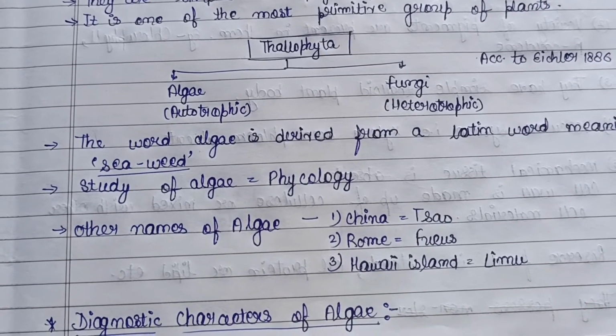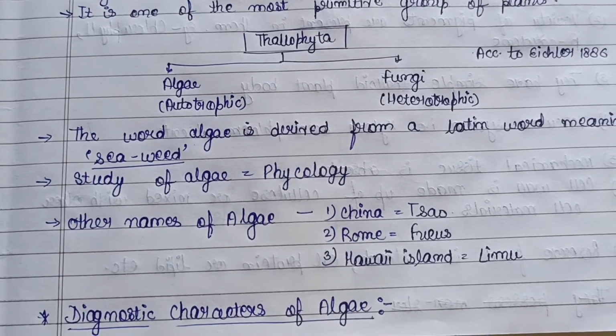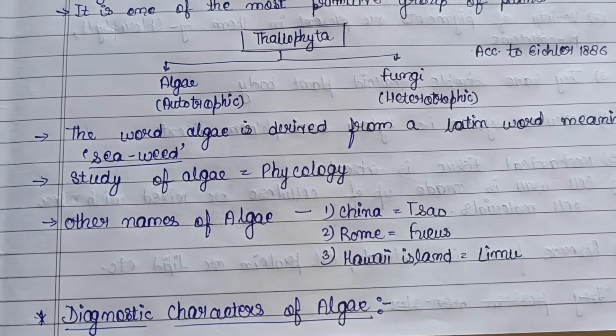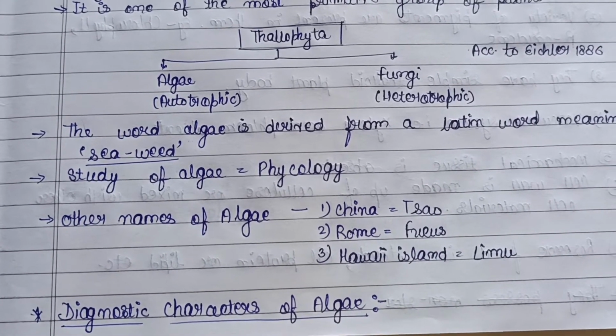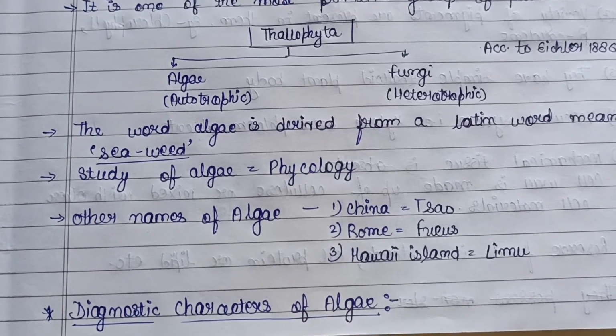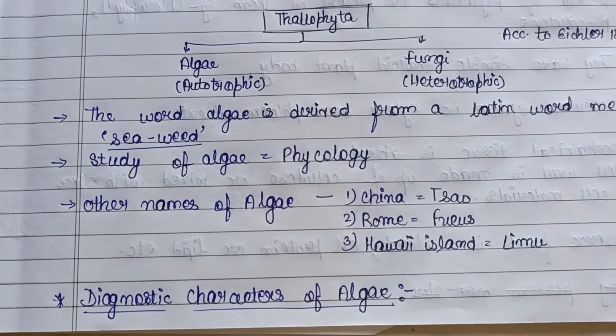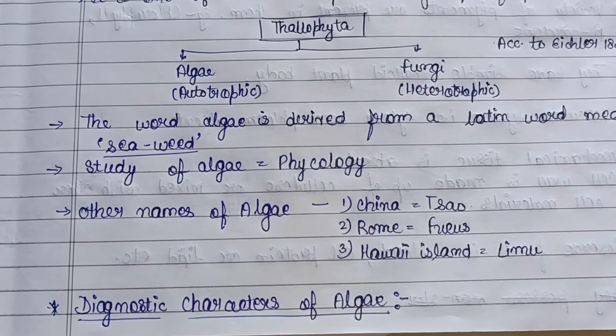There are also other names for algae. For example, in China it is known as sao, in Rome it is known as fucus, and in Hawaii island it is known as limu, where it is consumed as food. So, the diagnostic characters of algae.